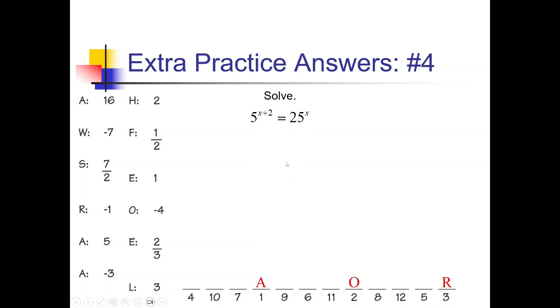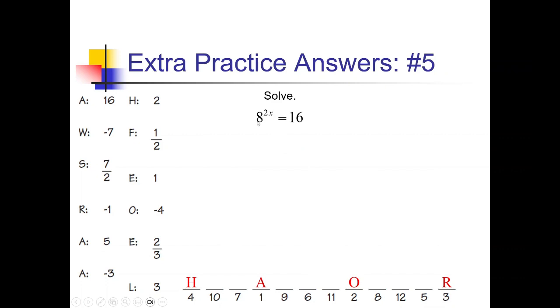For this next one, I'm going to use a common base of 5. 5 and 25 are both powers of 5. This 25 is really 5 squared, so I'll have 5 squared to the x, which I can then multiply the 2 and the x and write 5 to the 2x. Now I've got a 5 on each side. Let me cancel those, and I can now write x plus 2 equals 2x. If I subtract x from both sides, I have 1x equals 2. And that's going to be my answer, letter H, going in spot number 4.